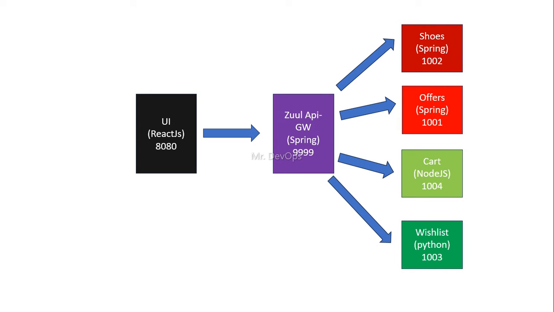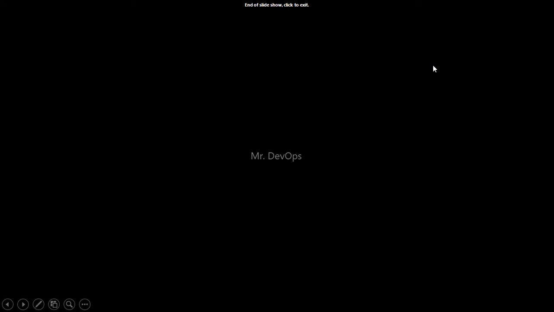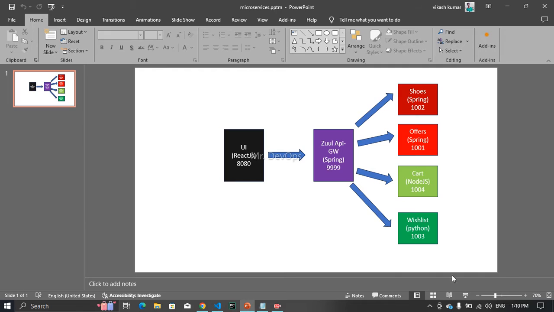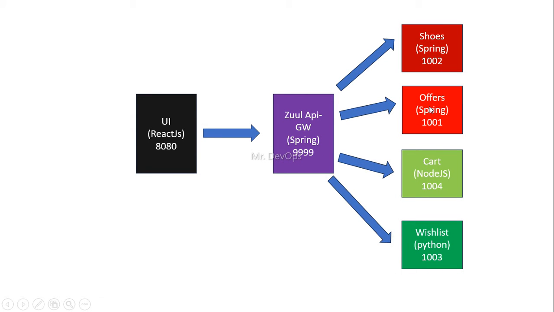And then we have 4 microservices, and that is basically the tech stack which is used here. SUS is Spring Boot, which will run on 1002, right? And apart from that, we have offers that will run on port 1001, and this is also written and codified in Spring Boot. Apart from that, we have cart that is written in Nodejs, which runs on port 1004, and at the end we have wishlist that is written in Python, and the port which we need to open here is 1003.